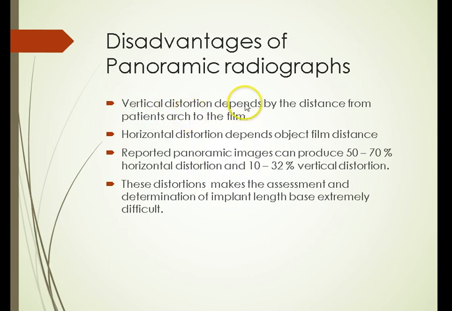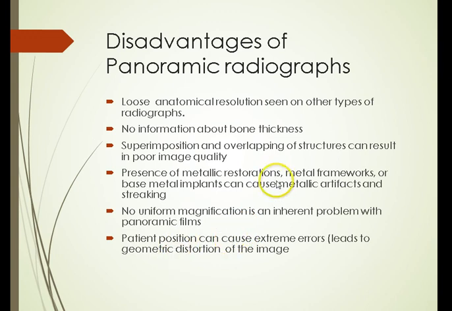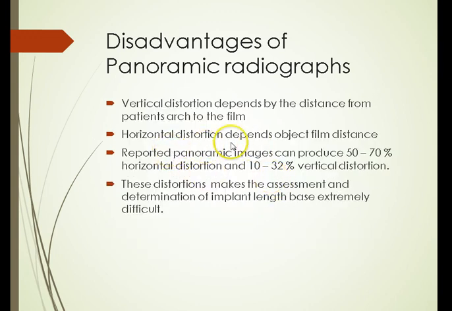The vertical distortion depends on the distance from the patient and the arch of the film. So again, this comes back down to the patient positioning. The horizontal distortion depends on the object film distance. So if you are seeing consistent error in these two, maybe you can go back and say, hey, my distortion numbers are way off here, or when I measure, this number is consistently off, maybe one of these is the issue.